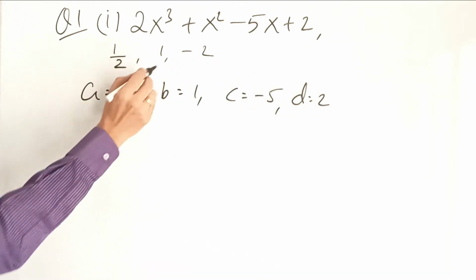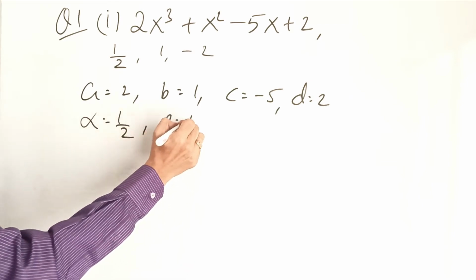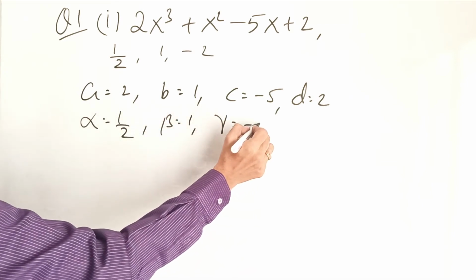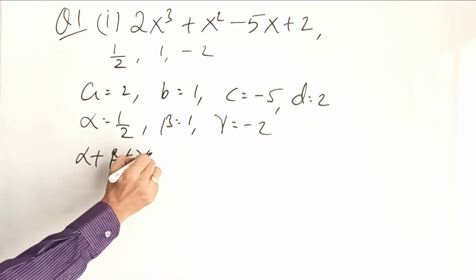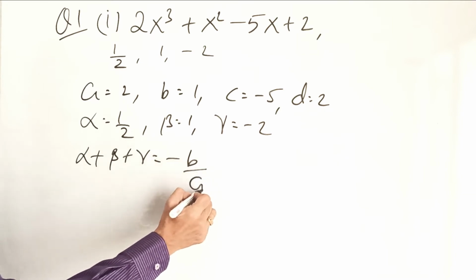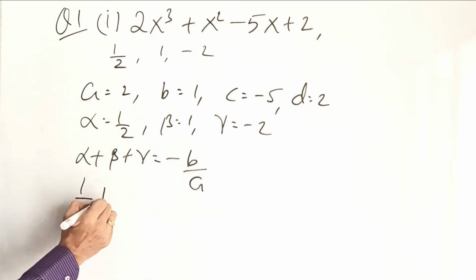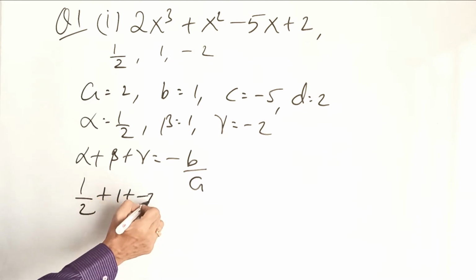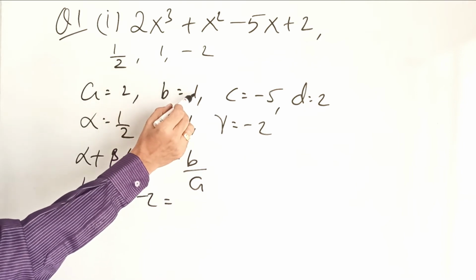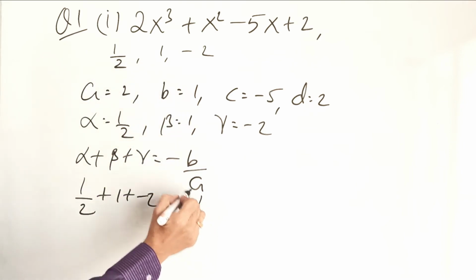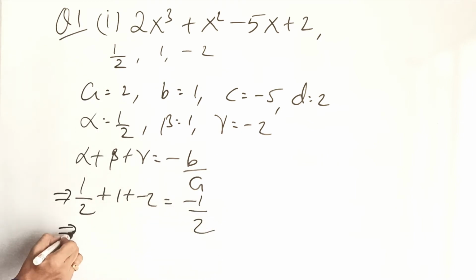And let us assume these zeros are alpha is 1 by 2, beta is equal to 1, and gamma is equal to minus 2. So the first relation is alpha plus beta plus gamma is equal to minus b by a. So alpha plus beta plus gamma means 1 by 2 plus 1 plus minus 2 is equal to minus b by a. Minus b means this is minus 1 upon a is 2. Let us check by simplification.